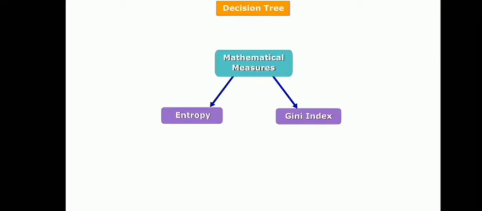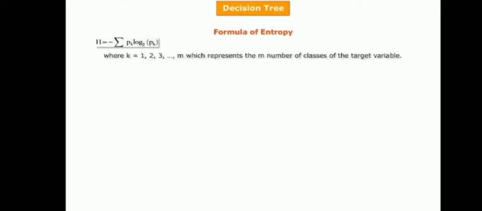In this section, you will use the concept of entropy, the formula of which is H = -Σ Pk log2 Pk, where k = 1, 2, 3 up to M, which represents the M number of classes of the target variable. Pk represents the proportion of samples that belong to the class k.